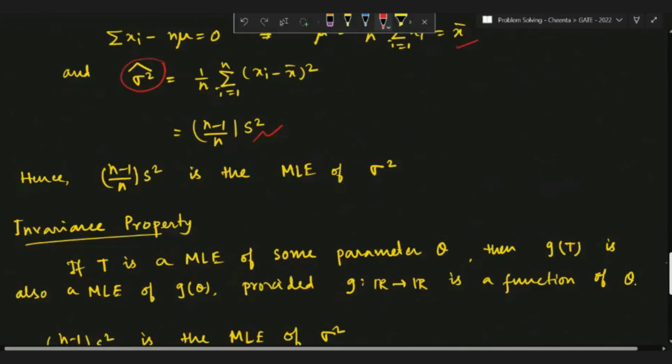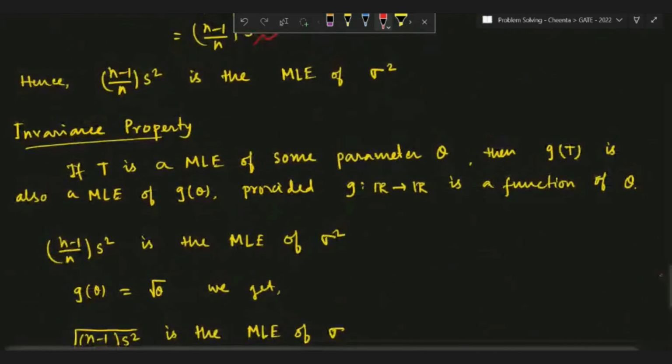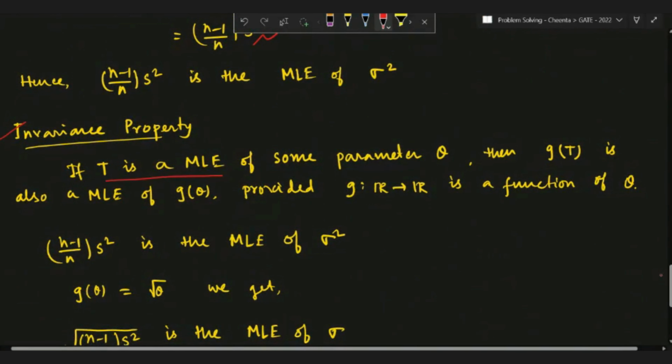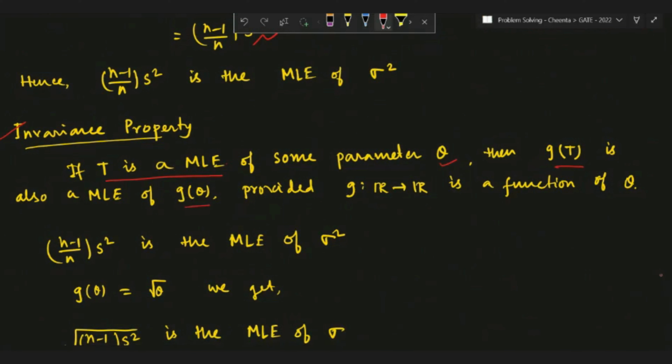So now we have a property, the invariance property for maximum likelihood estimators. If T, a statistic, is a maximum likelihood estimator of some unknown parameter theta, then g(T) is also an MLE of g(theta), provided g is a real valued function of theta. So if g is a function of theta, then only g(T) is a maximum likelihood estimator of g(theta).